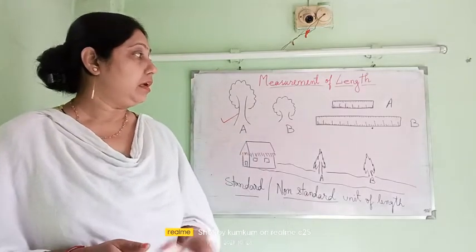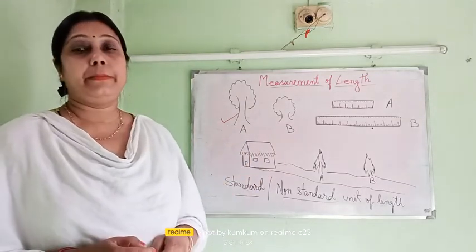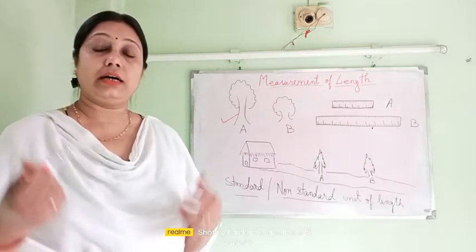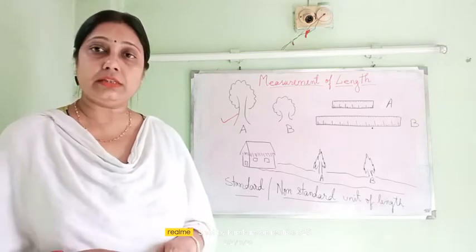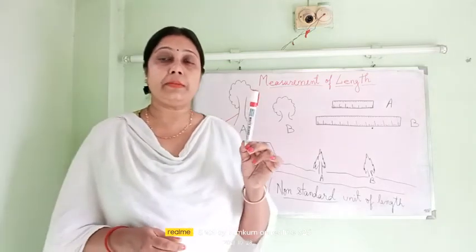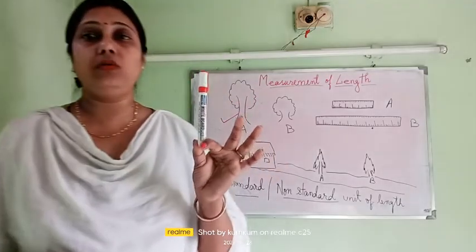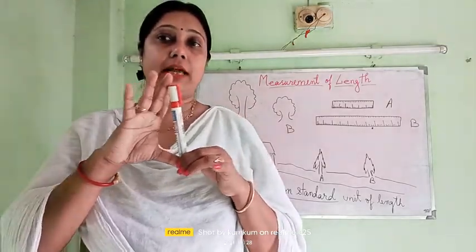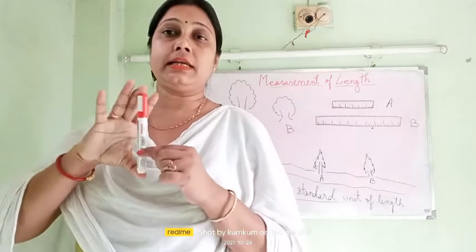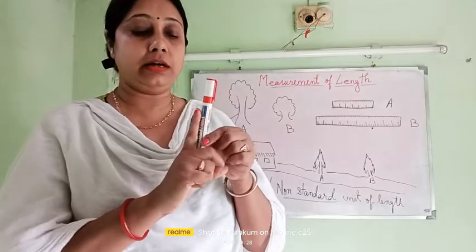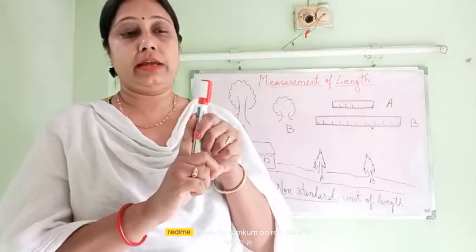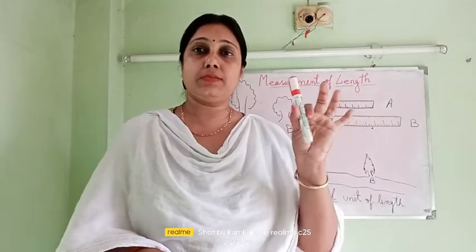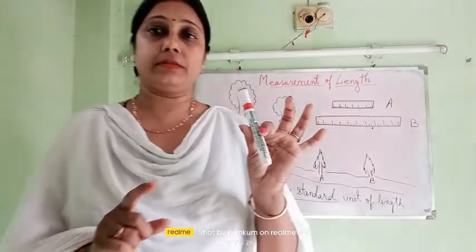Next, in previous days, people used the body parts to measure things. Suppose I am having a marker pen. So how long is the marker pen? I will put one finger, and again one finger. So 2 fingers. So I can say this marker pen is 2 fingers long.